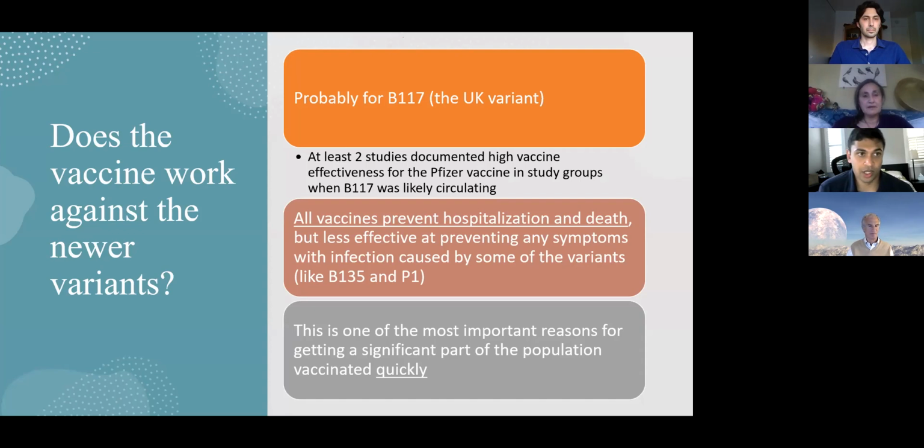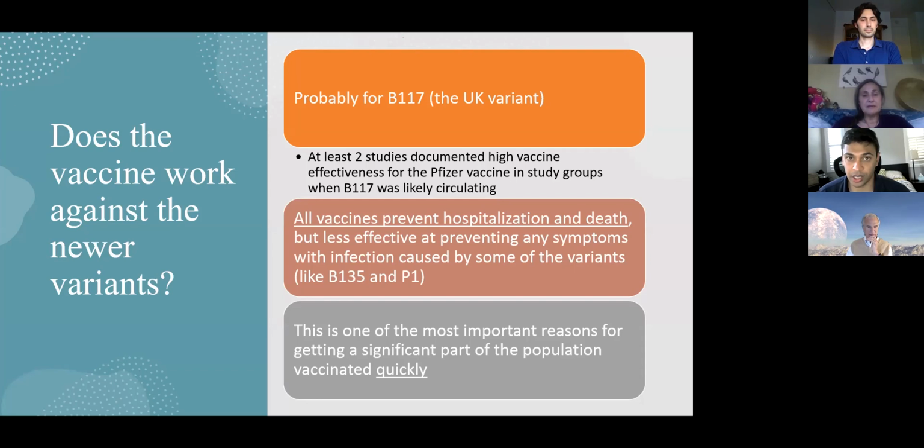This question, does the vaccine work against the newer variants, is very difficult. And I'll tell you that there isn't actually enough data to answer this question well yet. For the most part, the mRNA vaccines and J&J, the Johnson & Johnson vaccine, probably do have some efficacy against B117, which is the UK variant.